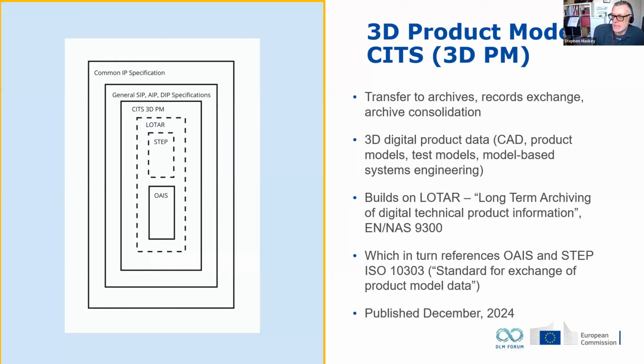Interestingly enough, as LOTAR builds on STEP, eArch builds on LOTAR, and there is really no conflict between LOTAR and eArch, as LOTAR does not stray into implementation considerations for packages. And so in return, with the 3D product model SIP, we do not push back or interfere with requirements which are described within LOTAR itself. So the two are very complementary. That was just published in 2024.